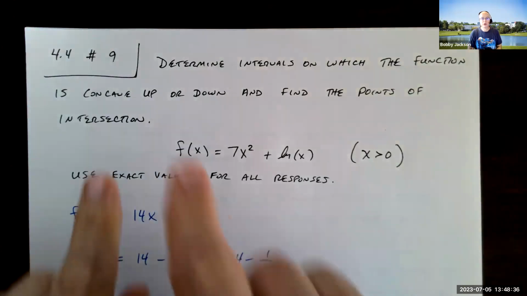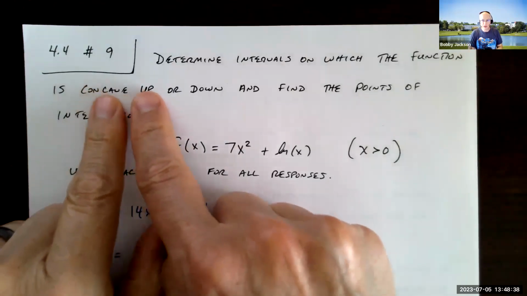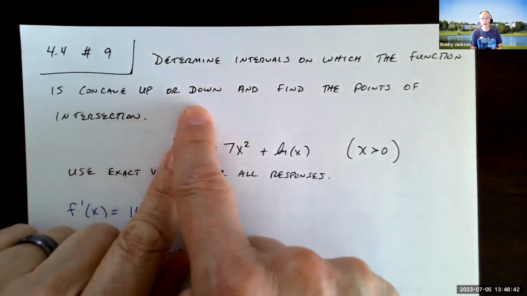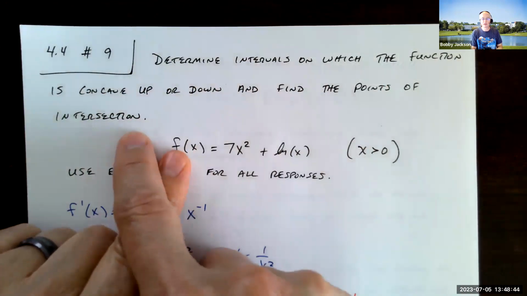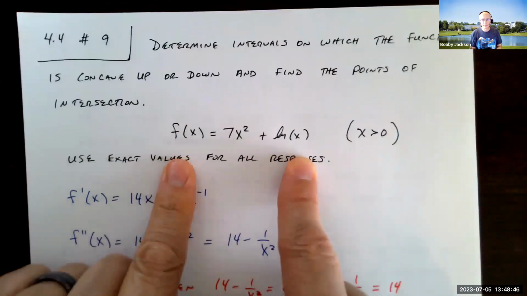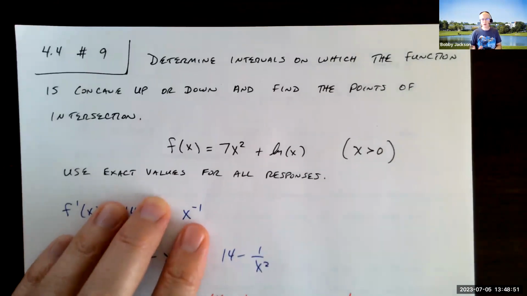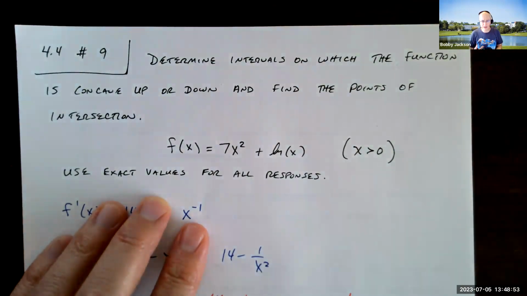Hey everyone, we're going to look at number 9 in section 4.4 of Achieve. We're going to determine the intervals on which the function is concave up or down, and then find the points of intersection. For this function, we're going to use exact values for all responses. And there are several other details you want to read carefully in the problem, like how you're going to enter your answers.